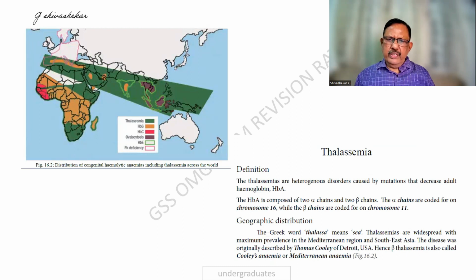Thalassemia by itself is defined as a heterozygous disorder caused by mutation that results in the defective formation of hemoglobin. In beta thalassemia, hemoglobin A is defective. Now, this is the geographical distribution. You find that it cuts across the Mediterranean Sea, involves India and the other countries. That is why it is sometimes called Mediterranean anemia or Cooley's anemia. The chains are coded for in chromosome number 11.